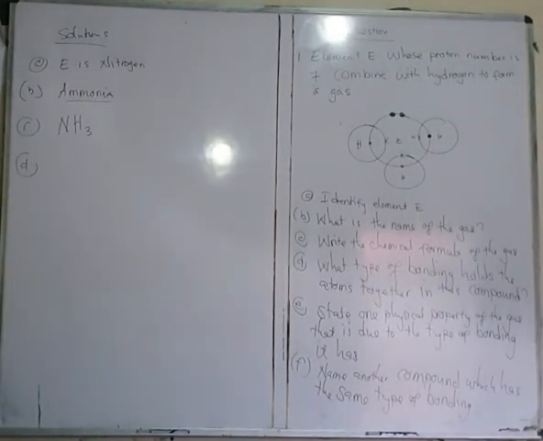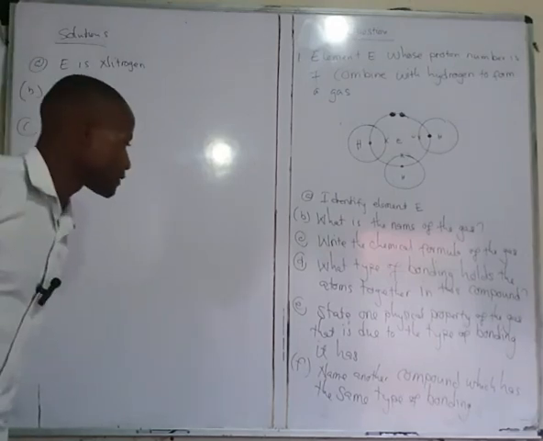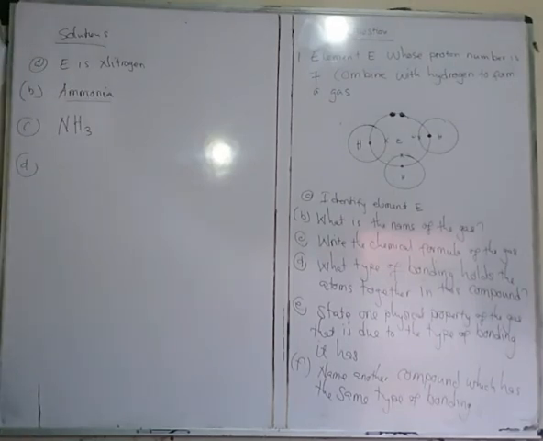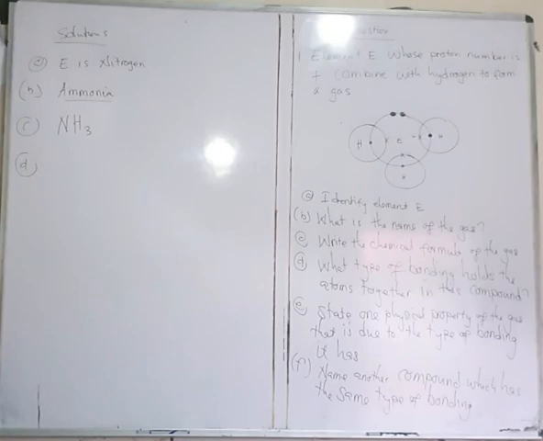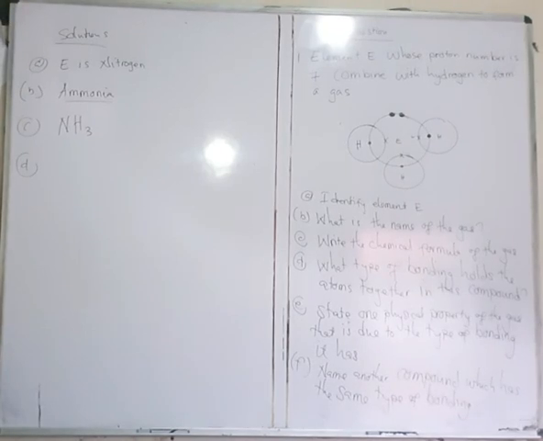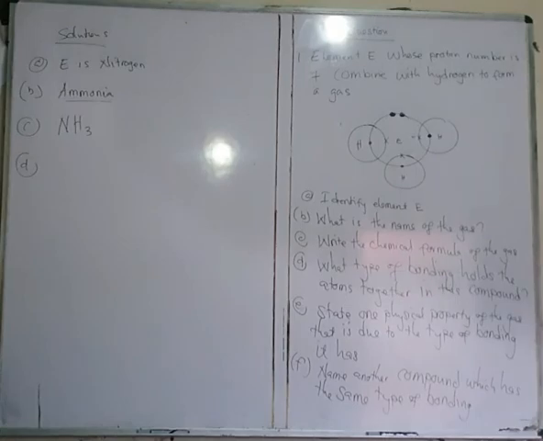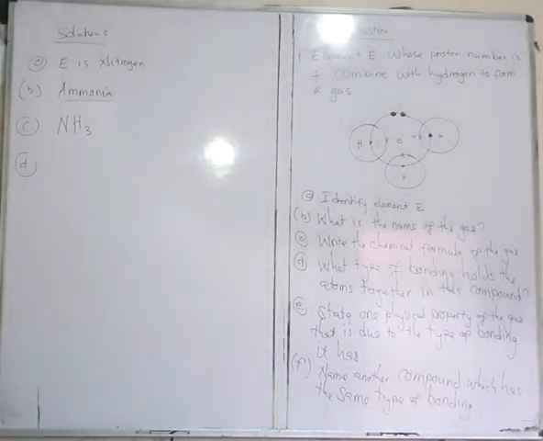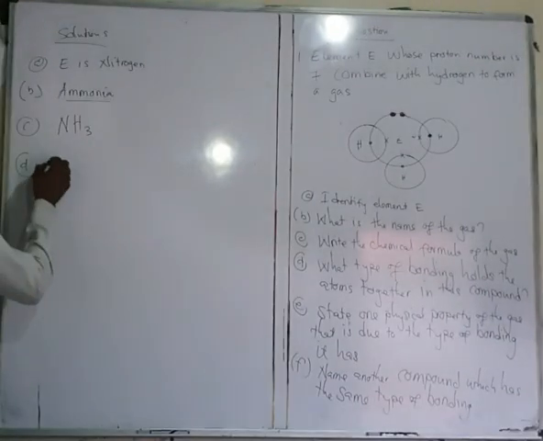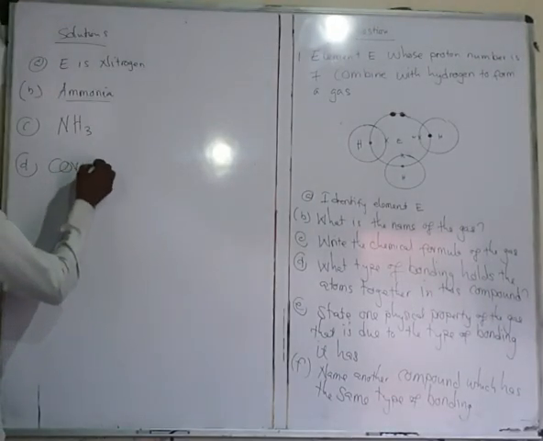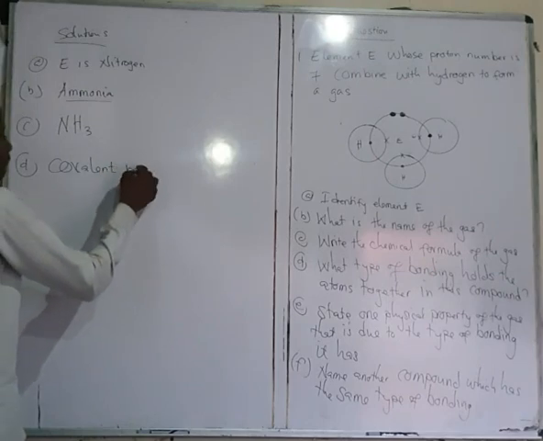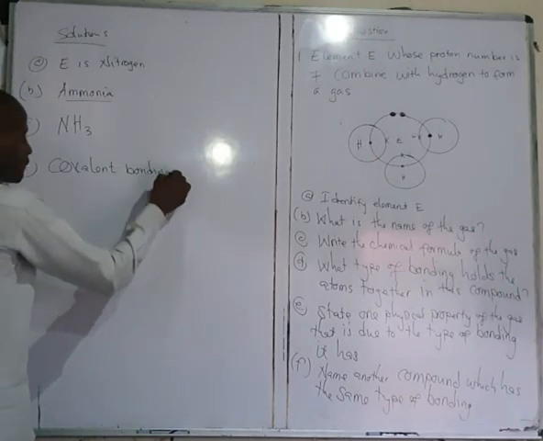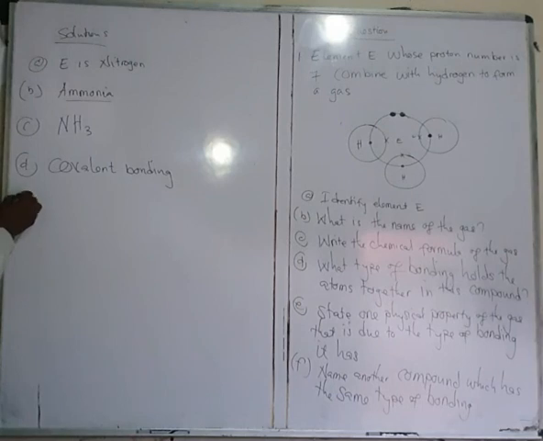D. What type of bonding holds the atoms together in this compound? We have looked at 3 types of bonding: ionic, covalent, and metallic. So what type of bonding is holding these atoms together? Covalent bonding. Okay, cool. So we have covalent bonding.